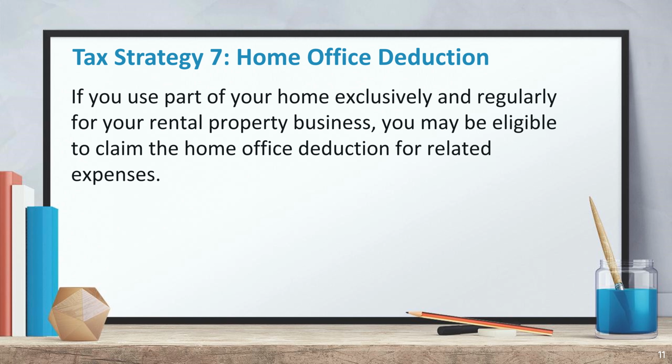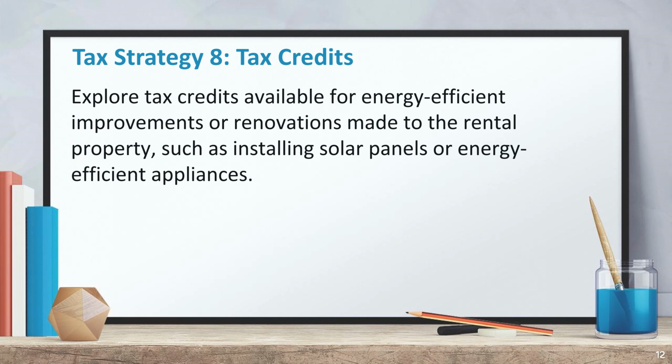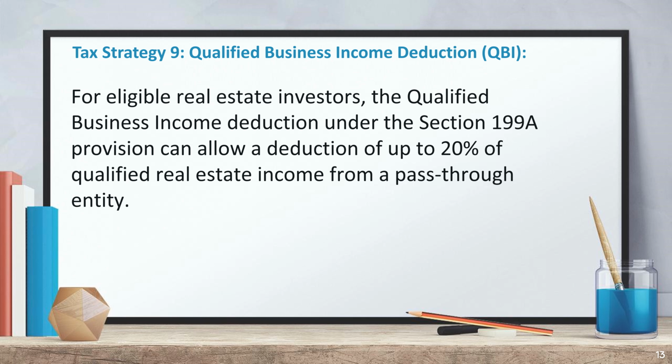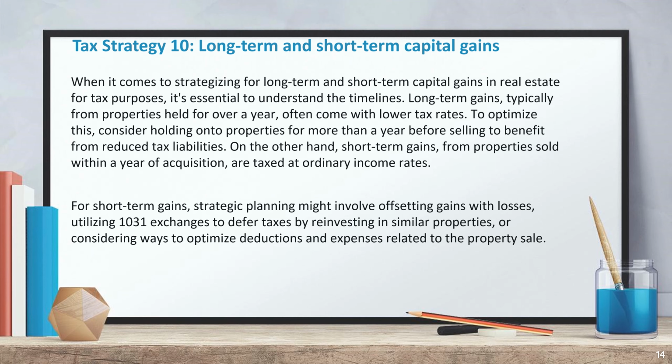If you use part of your home exclusively and regularly for your rental property business, you may be eligible to claim a home office deduction for related expenses. Explore tax credits available for energy-efficient improvements or renovations made to the rental property, such as installing solar panels or energy-efficient appliances. For eligible real estate investors, the qualified business income deduction under the Section 199A provision can allow a deduction of up to 20% of qualified real estate income from a pass-through entity.